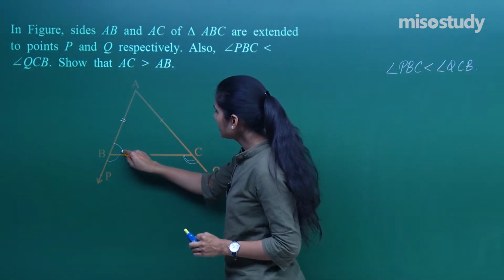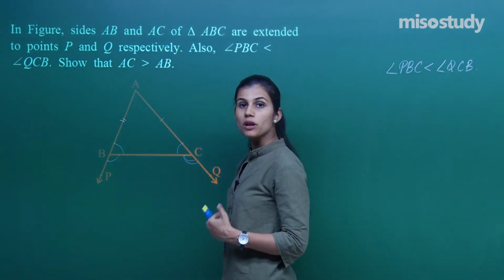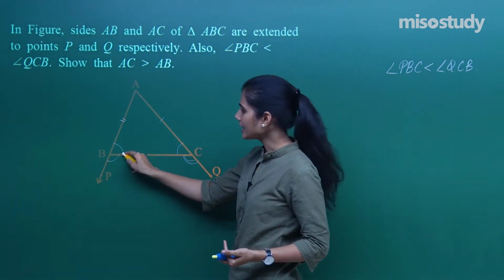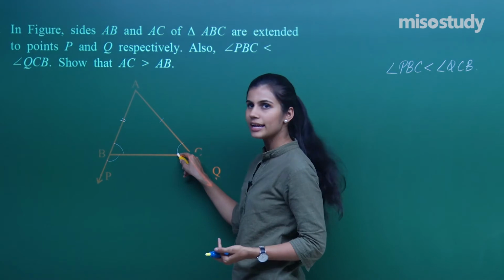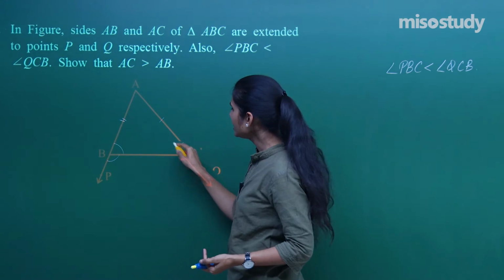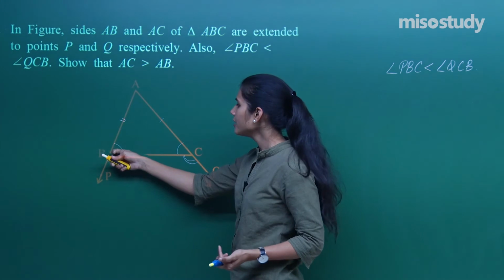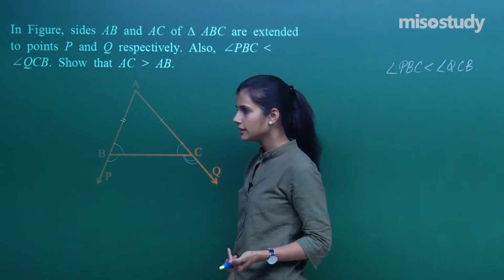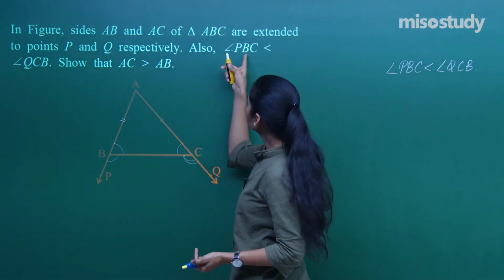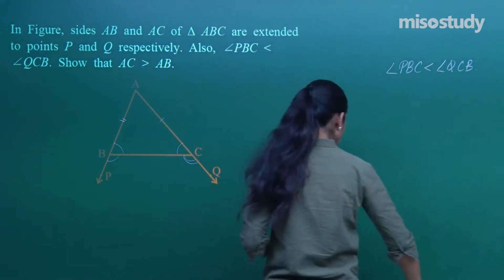If I show this angle is greater than this angle, I know the side opposite to the larger angle is greater. So if the internal angle at B is greater than the internal angle at C, then the side opposite to internal angle at B is AC, which will be greater than the side opposite to internal angle at C, which is AB. So AC will be greater than AB. So my aim is to show that internal angle at B is greater than internal angle at C. External angle at B is given to be less than external angle at C. That is all that is given to me. So how do I actually prove from here that internal angle at B is greater than internal angle at C? Let's see.